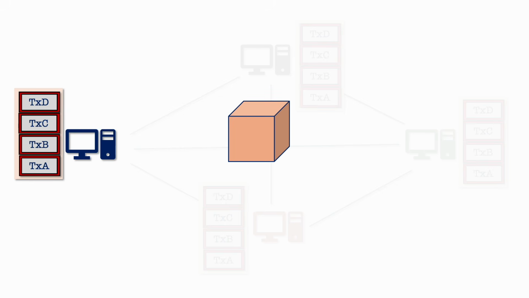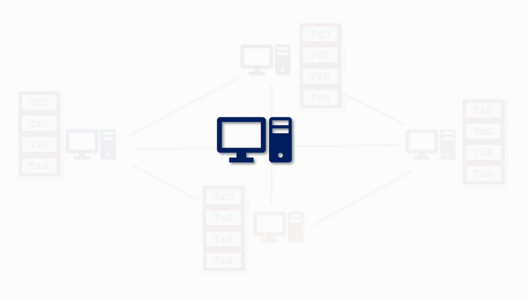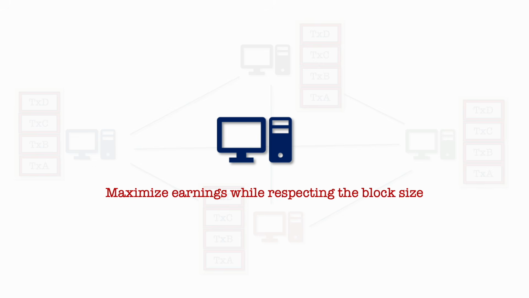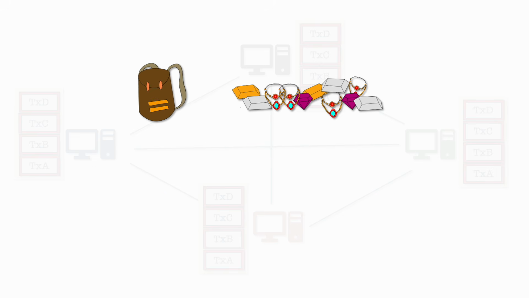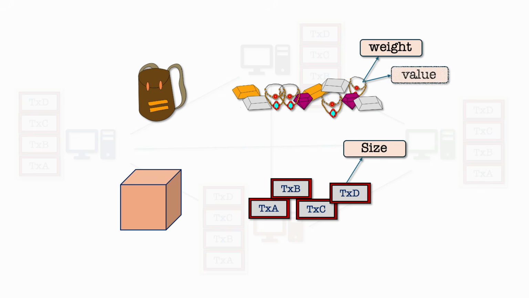a block. But here's the catch: a block has a fixed size. So the miner cannot simply include everything. Since the miner earns the transaction fee for the transactions they include, their goal is clear: maximize earnings while respecting the block size. If you think about it, this is again a zero one knapsack problem. Here, the block is the knapsack capacity, each transaction is an item, the size it takes is the weight, and the fee is the value. You either keep a transaction or leave it.